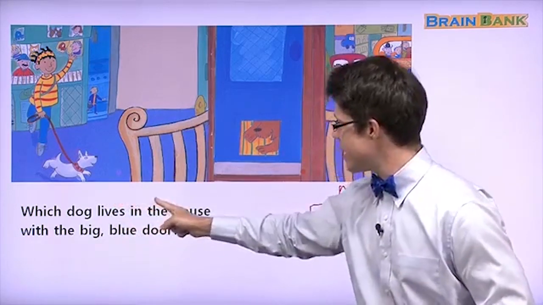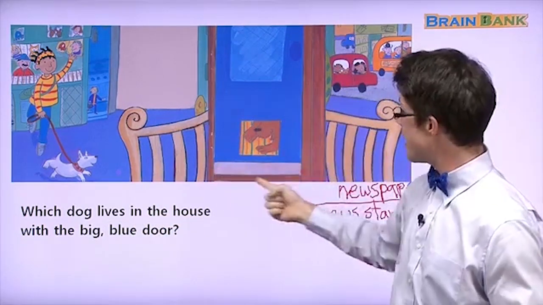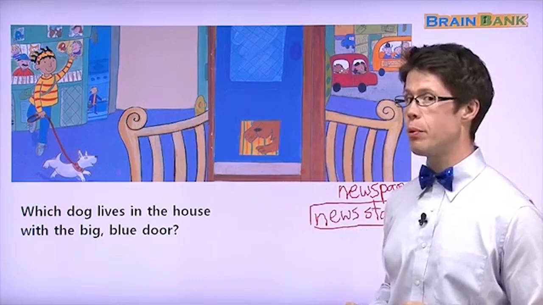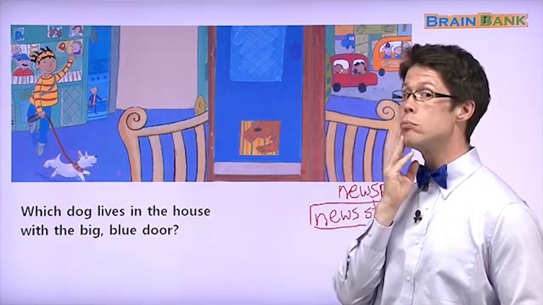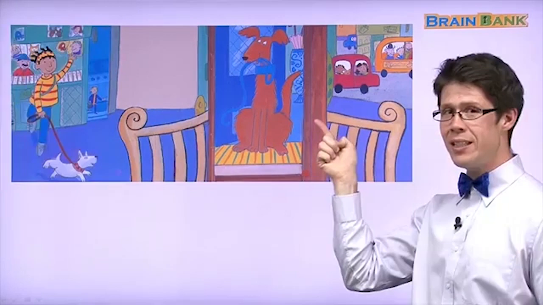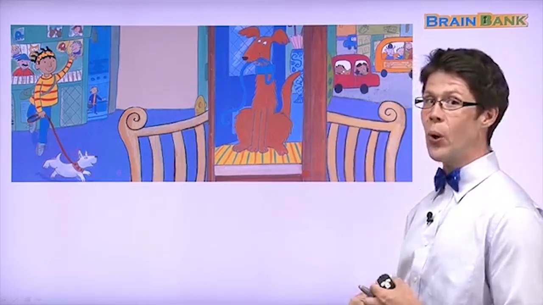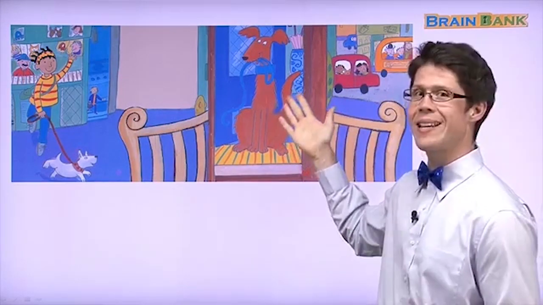Which dog lives in the house with the big blue door? Yes, here's the door. It is very big and it is blue, right? The last house door was red. This door is blue. Which dog? 어느 강아지가 여기서 살아요? You want to see? Here is a new dog. It's very big. 진짜 크죠? Yes, he's so big. And what color is he? 조금 갈색이죠. Yes, but also red. Okay, a little bit brown, a little bit red. This is a big red dog.